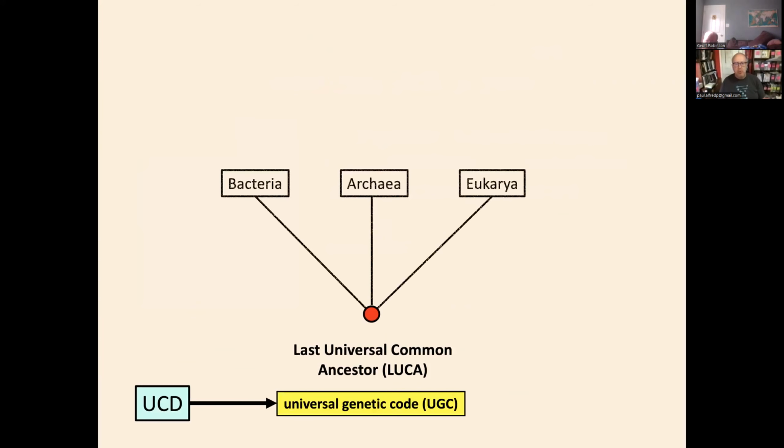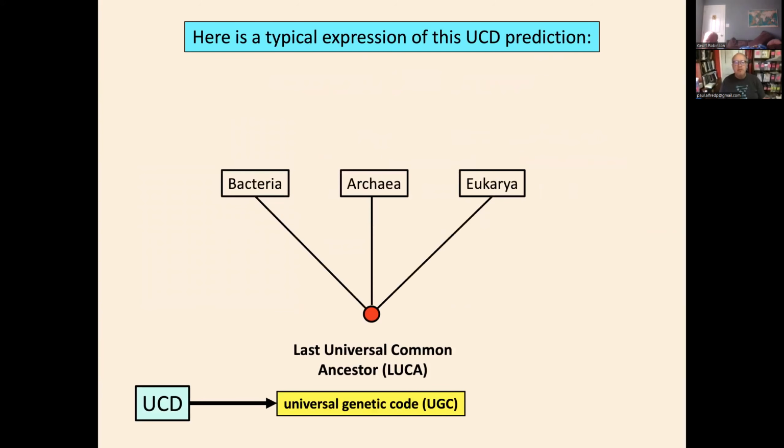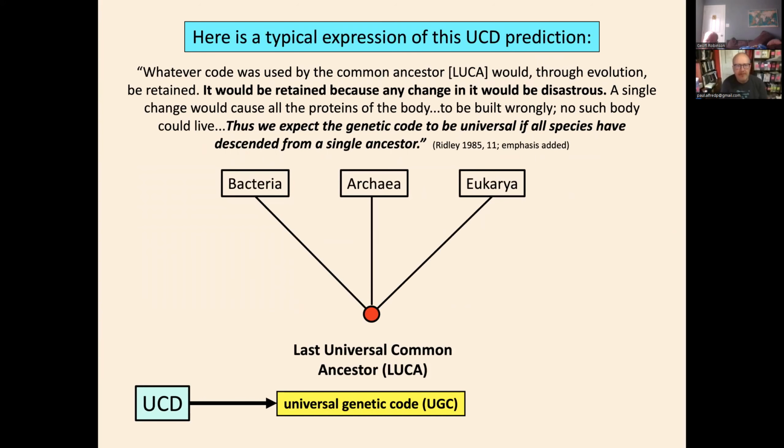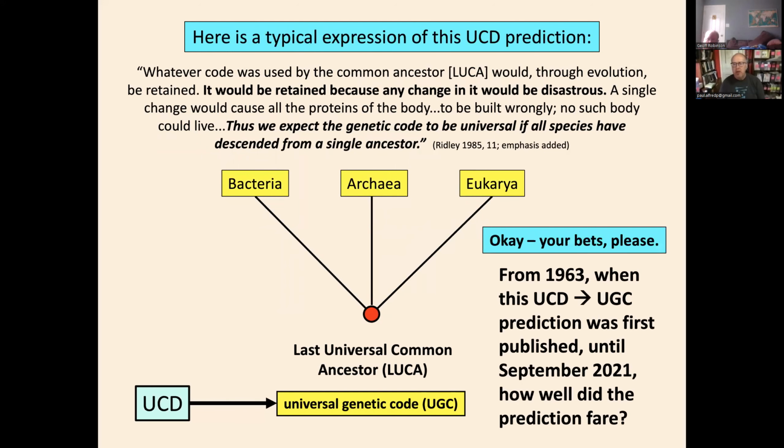So again, here's our little schema. Here's a typical expression. This is 1985, a textbook that I used. It would be retained, the code would be retained because any change in it would be disastrous. We expect the genetic code to be universal if all species have descended from a single ancestor. So there's our prediction, and we can place our bets.